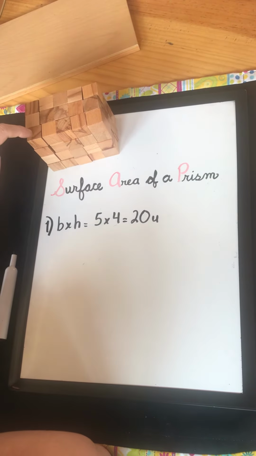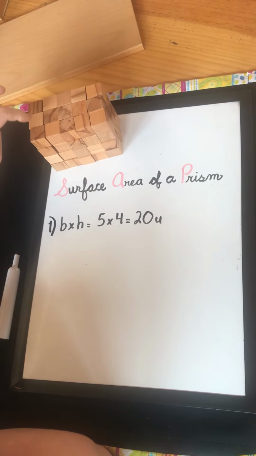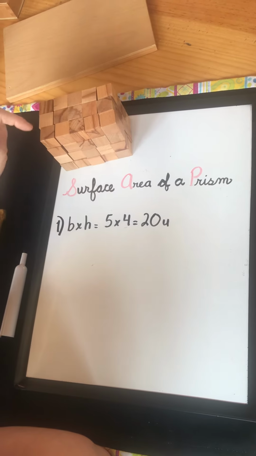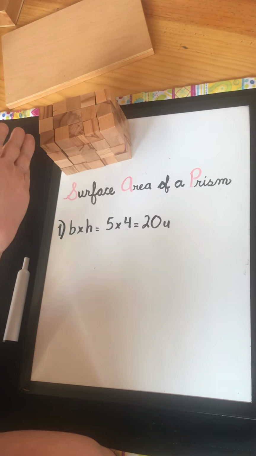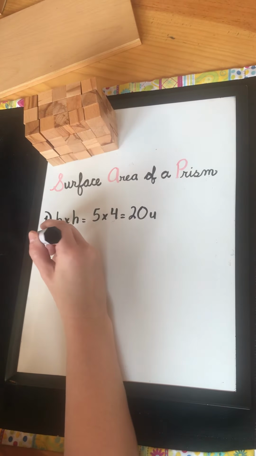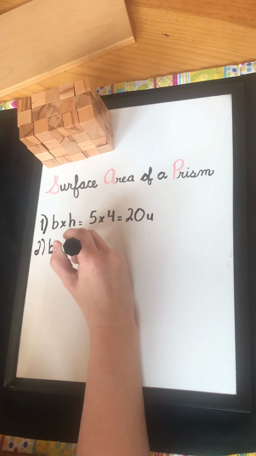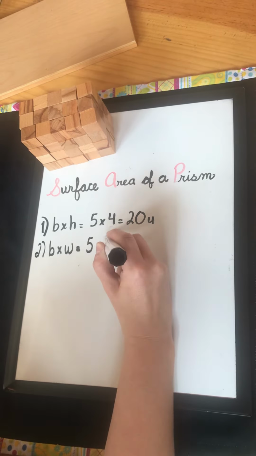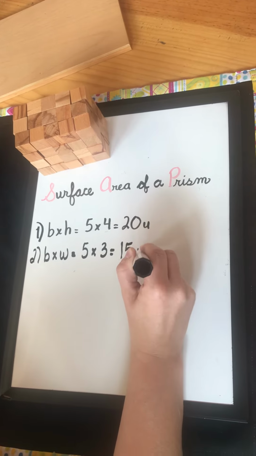Now we need to measure the area of this face. Okay, here we have 5 units as the base and 3 units as the height, or we can think of it also as the width, because it's how far back our solid goes. So here in our second face we have base times the width, which is our base of 5 times our width of 3 units, which equals 15 square units.